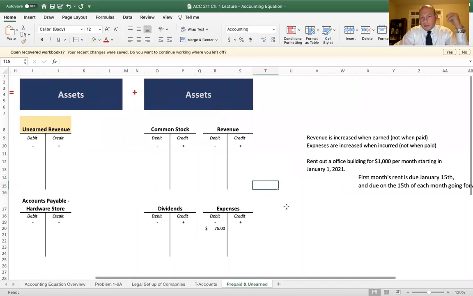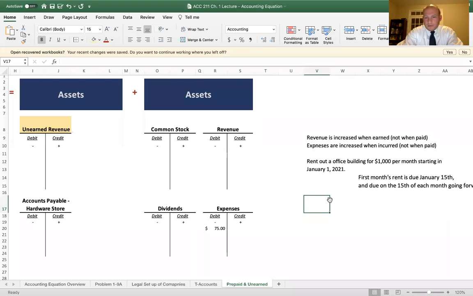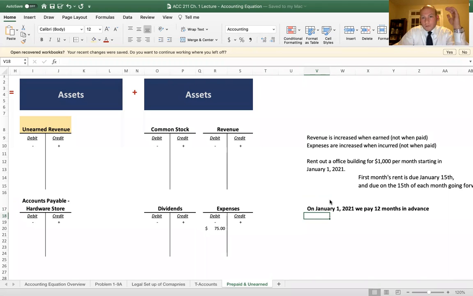Also on January 1st, 2021, we pay 12 months in advance. Let's say we don't want to deal with the bill every single month. Therefore, we're just going to pay the 12 months and get it over with, so we don't have to pay attention to the expense anymore. Well, have we incurred the expense yet? No, we have not incurred the expense because the rent is not due yet.